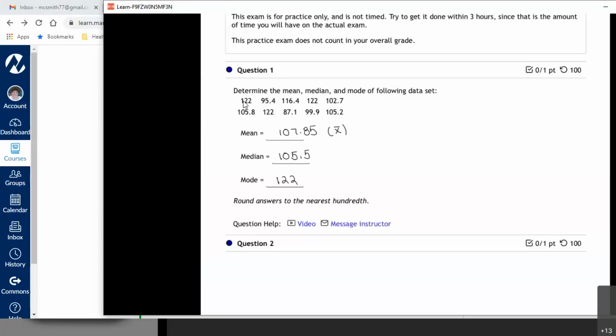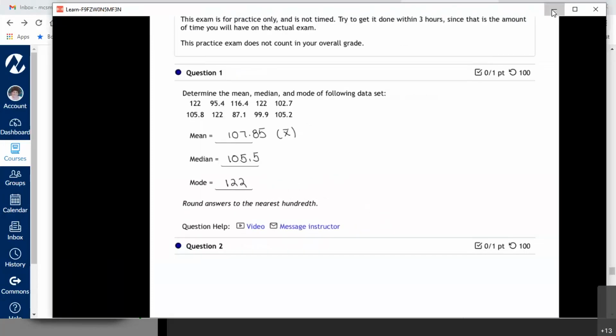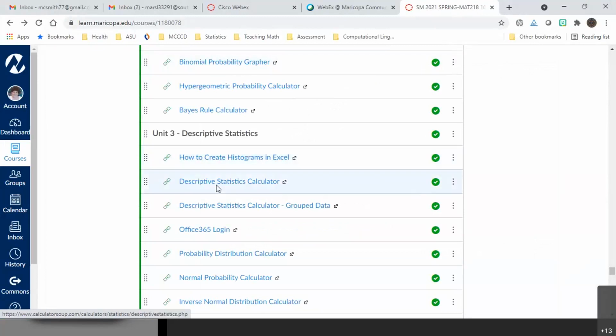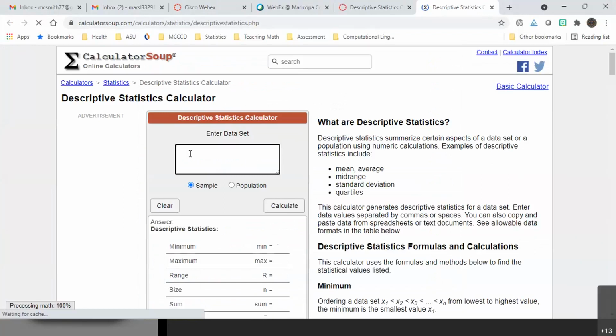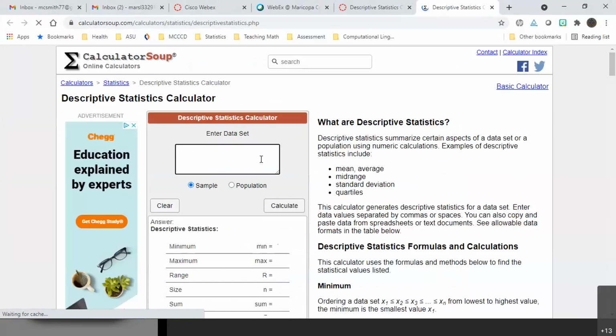So if you don't have a TI, if we go back to our Canvas course, you can see I have a descriptive statistics calculator in there. And again, you could enter your data here. You can type each number on a separate line like this, just hit enter in between, or you can put them in with commas, however you prefer.